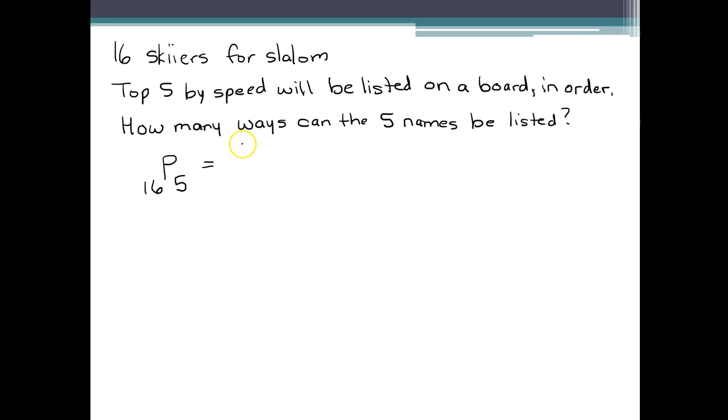16, choose 5. So you've got 16 factorial in the numerator, and then 16 minus 5 factorial in the denominator. So 16 factorial over 11 factorial. Well, 16 factorial, you've got 16 times 15 times 14, etc.